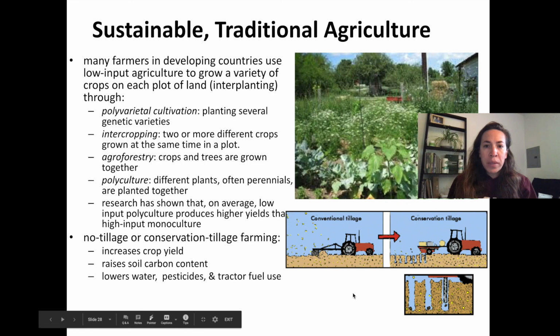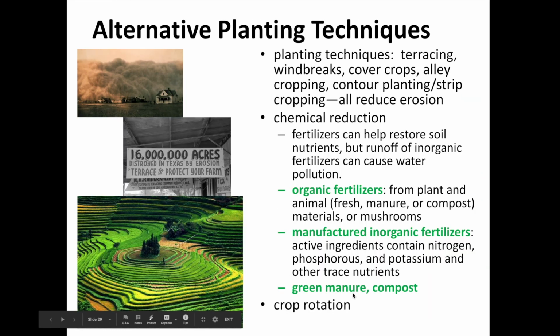We also have alternative planting techniques such as terracing, windbreaks, cover crops, alley cropping, contour strip planting like you see in this picture, as opposed to clearing a whole area and increasing erosion. And we know during the Dust Bowl, a lot of lessons were learned that promoted terracing to protect farmland as opposed to flat farmlands that resulted in incredible amount of erosion.